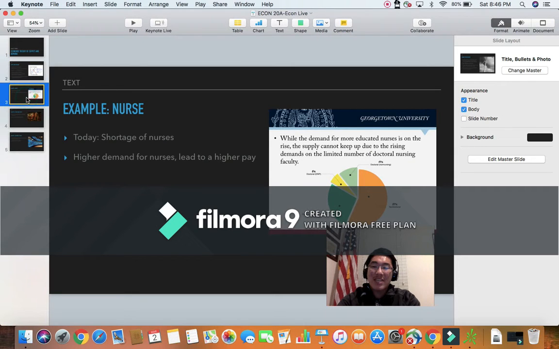Next, I would like to show you a couple examples of how to apply supply and demand to real life. As of today, there has been a shortage of nurses. So it would be a good time to have more nurses because there's a high demand for nurses. As you can see in the statistics here from Georgetown University, the higher demand for nurses will lead to a higher pay.